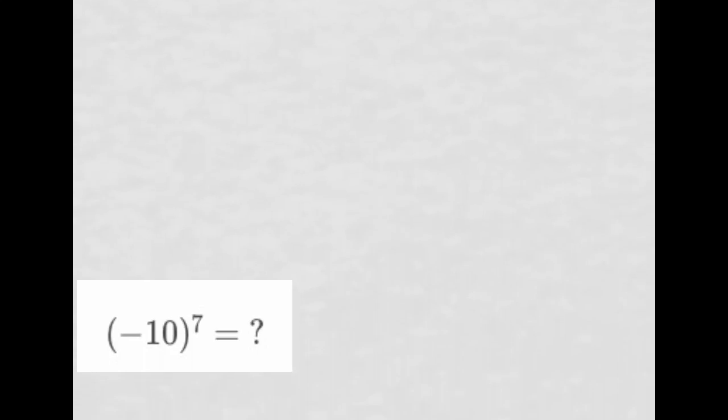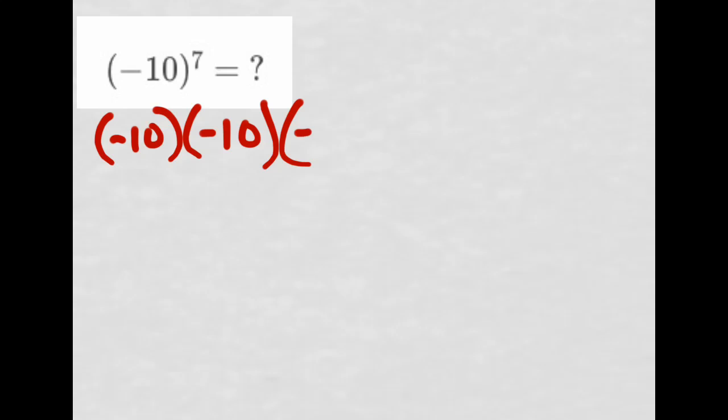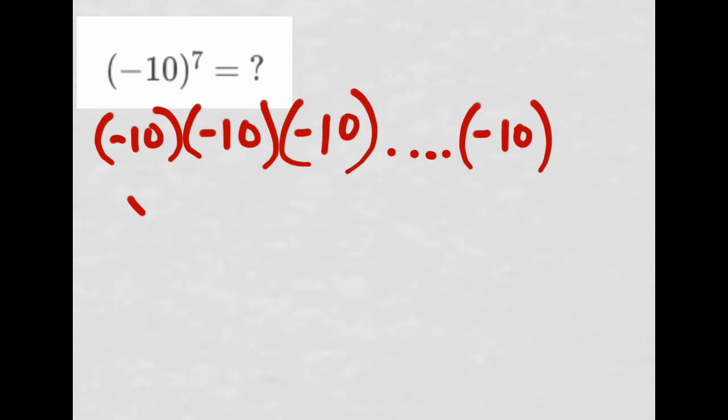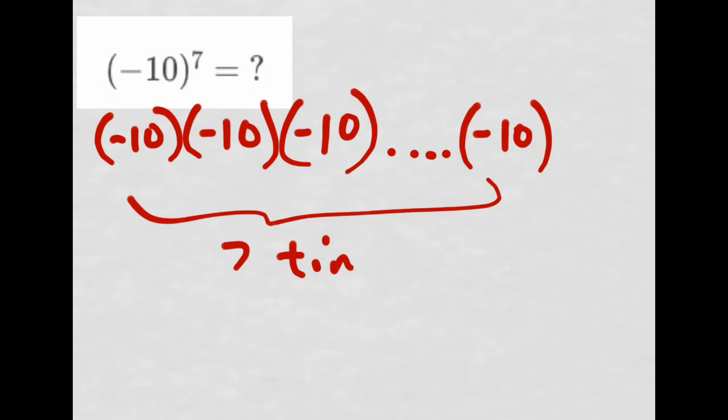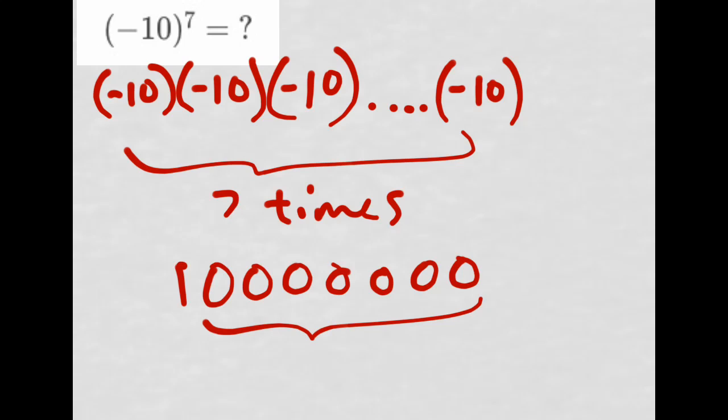Now let's take a look at this one. Anytime you're doing powers for 10, it's easy. This means negative 10 times negative 10 times negative 10, 7 times. Well, for 10, the shortcut is you just do the 1 and then 7 zeros. 2, 3, 4, 5, 6, 7. That's the shortcut.